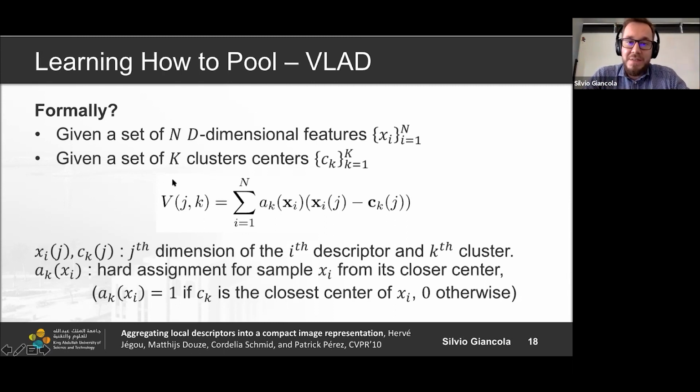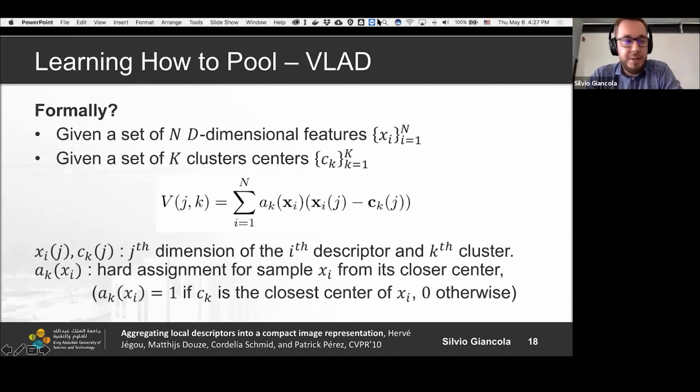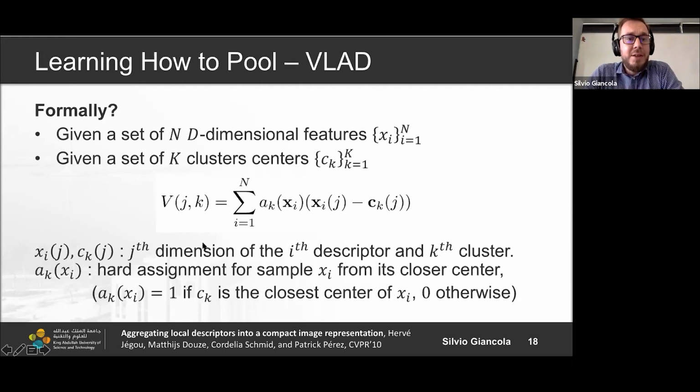Now, the VLAD vector is defined as the sum over all the samples n of this assignment, which is basically binary information, 1 if ck is the closest center or 0 otherwise, times the residual of a specific sample to the center of this cluster. Again, those clusters have some abstract semantic information embedded. Okay, so this is how you define VLAD.